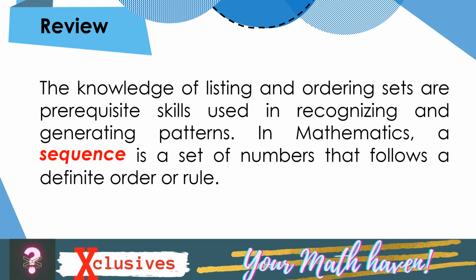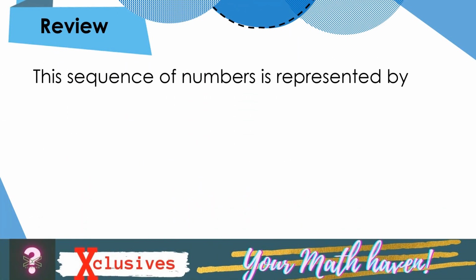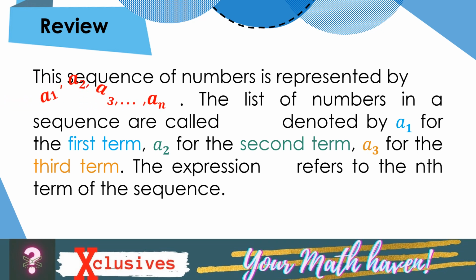In mathematics, a sequence is a set of numbers that follows a definite order or rule. This sequence of numbers is represented by a sub 1, a sub 2, a sub 3, up to a sub n. The list of numbers in a sequence are called terms, denoted by a sub 1 for the first term, a sub 2 for the second term, a sub 3 for the third term. The expression a sub n refers to the nth term of the sequence.